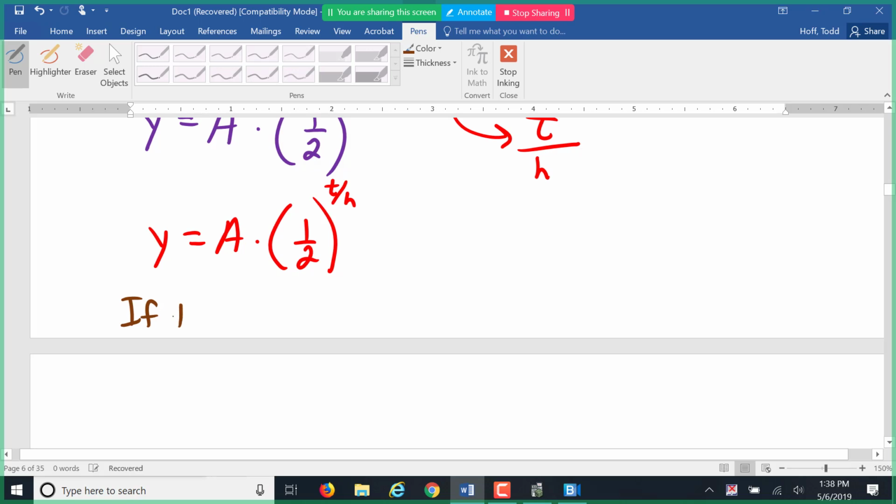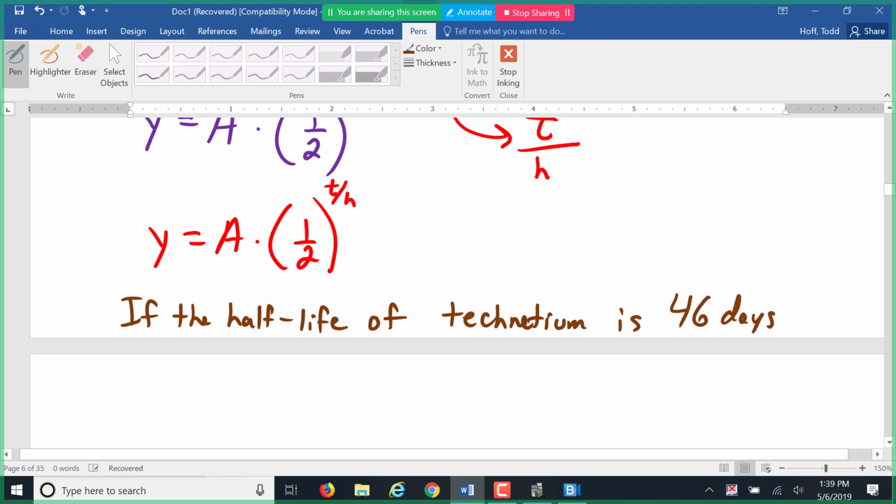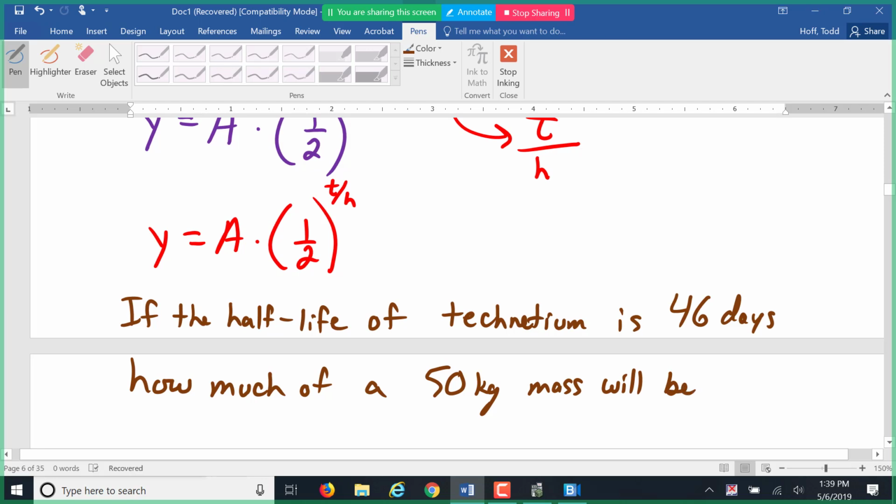So if the half-life of technetium is 46 days, which actually is true, by the way, how much of a 50 kilogram mass will be left after 1 year?